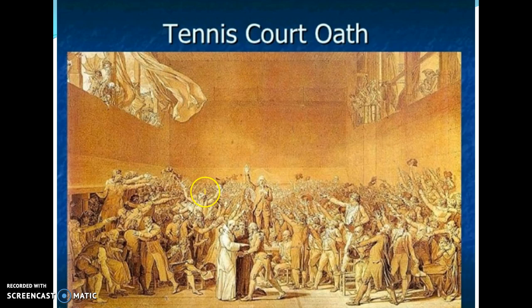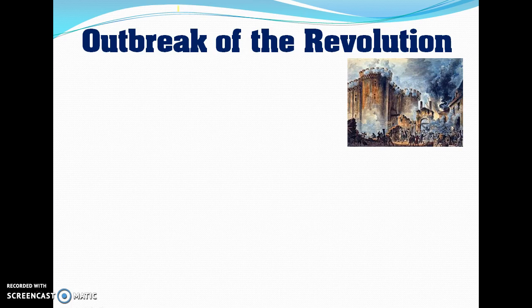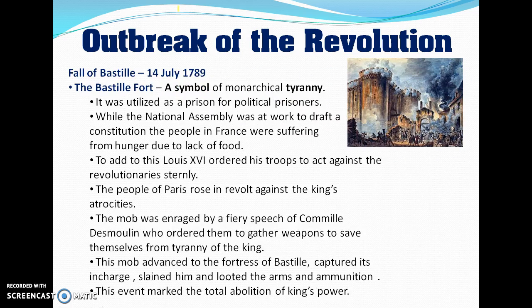Now, here's a picture of the tennis court oath. It's a painting. Now, the next event that really marked the zenith of the French Revolution was the fall of the fort of Bastille. Now, what is this Bastille?